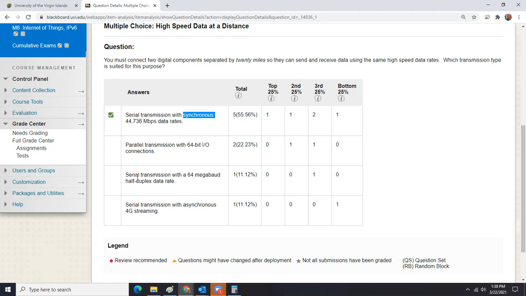If you talk about a serial answer that has a half duplex transmission configured, that means it can only send and only receive one at a time. So it's not doing both at the same time. If we talk about 4G streaming with asynchronous, that's cellular. That's not the same as what 4G has to do with cellular transmissions. You wouldn't use cellular traffic.